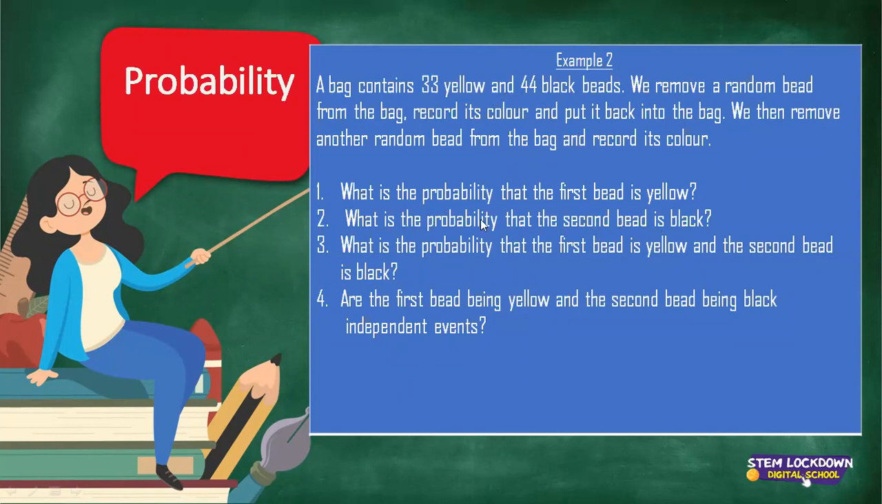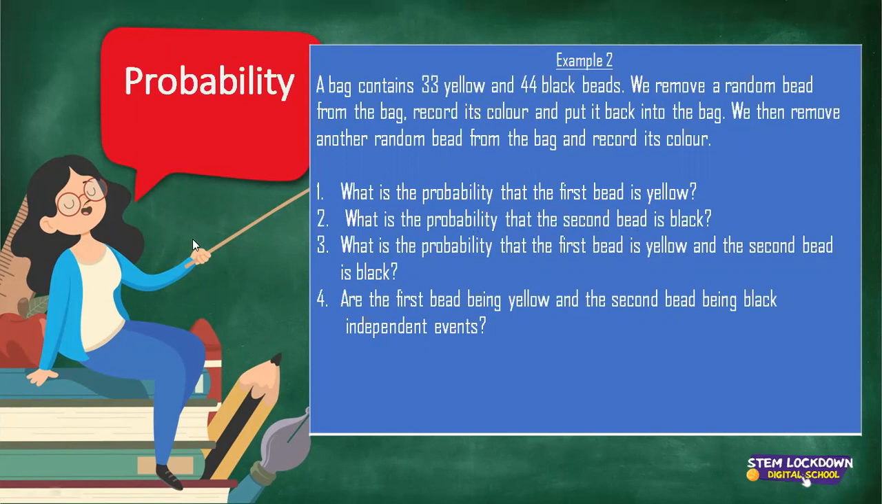And the probability that the second bead is black? Because we have to put the first one back, we still have a total of 33 yellow and 44 black, which makes the total 77 again. So the probability that the second bead is black will be 44 over 77, and that can reduce to 4 over 7.